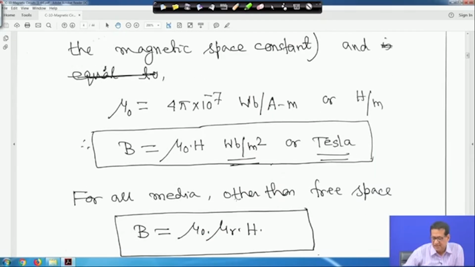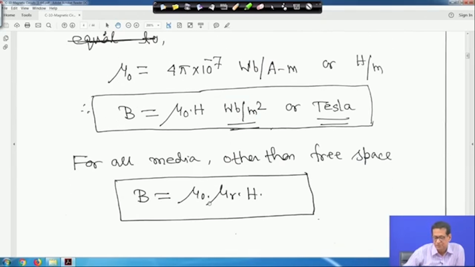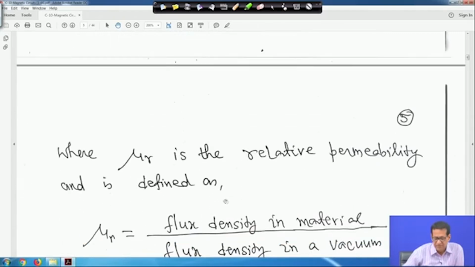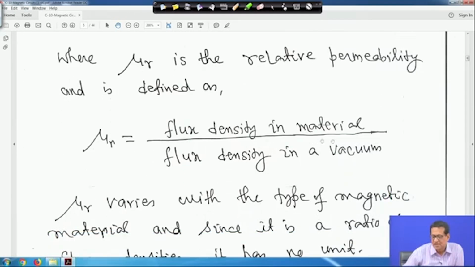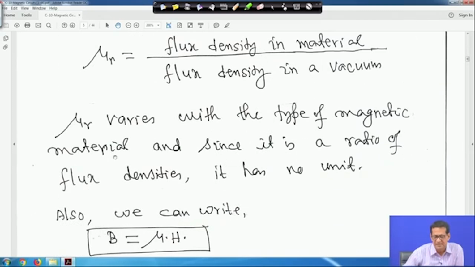So, for all media other than free space, B is equal to mu 0 mu r into H, where mu r is the relative permeability and is defined as mu r is equal to flux density in the material divided by flux density in vacuum. So, it is a dimensionless quantity because the numerator is also flux density, and the denominator is also flux density. So, mu r varies with the type of magnetic material, and since it is a ratio of flux densities, as I told you, it has no unit, it is dimensionless.